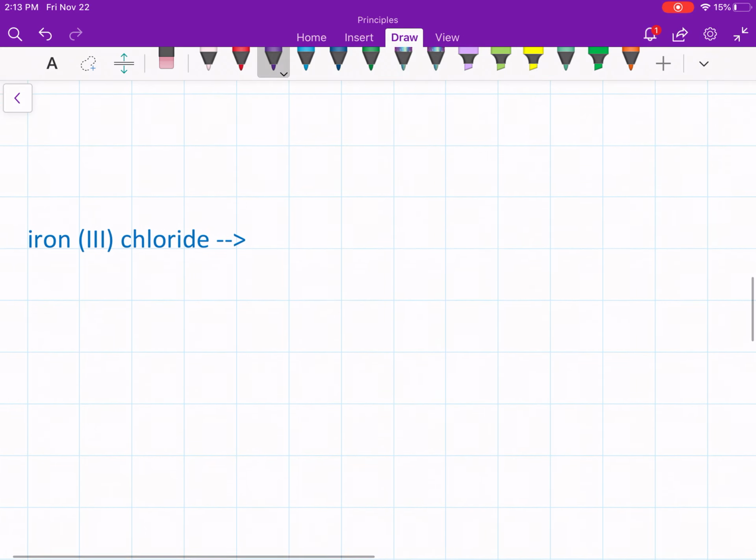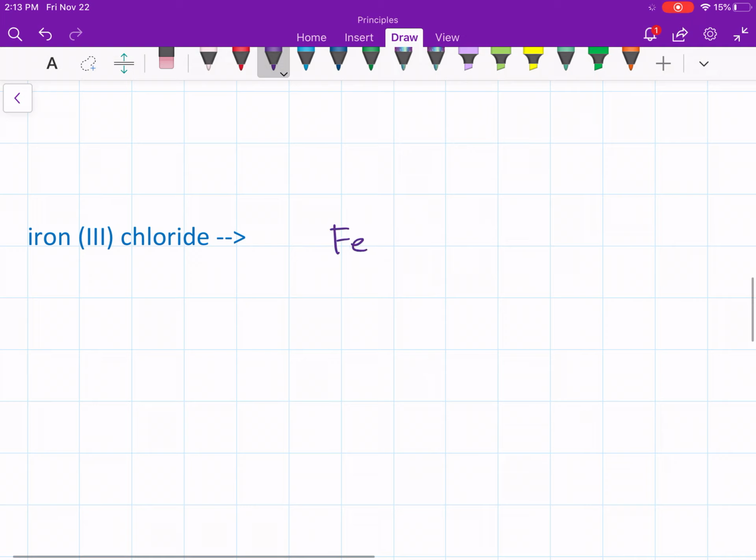So if I have iron(III) chloride, that just means Fe with a 3+ charge. Again, the Roman numeral is not the number of irons, it's the charge of the iron. And then chloride, of course, always has a -1 charge. And so we just have to even out the charges, and this time I'm going to have 3 chlorides.